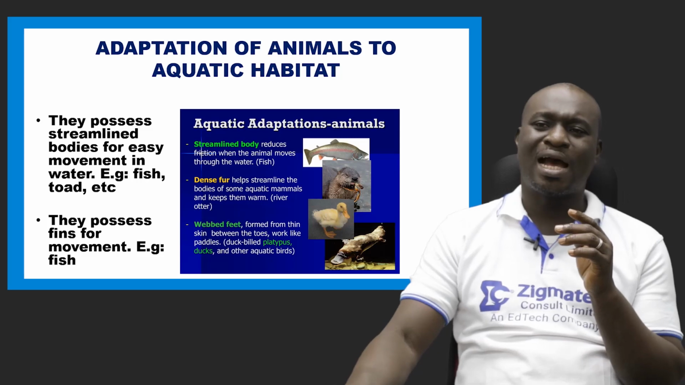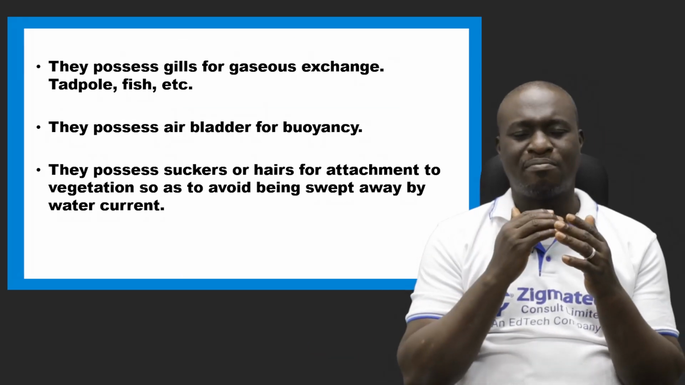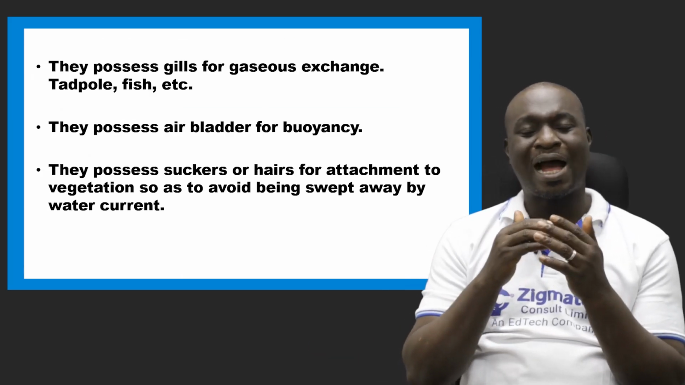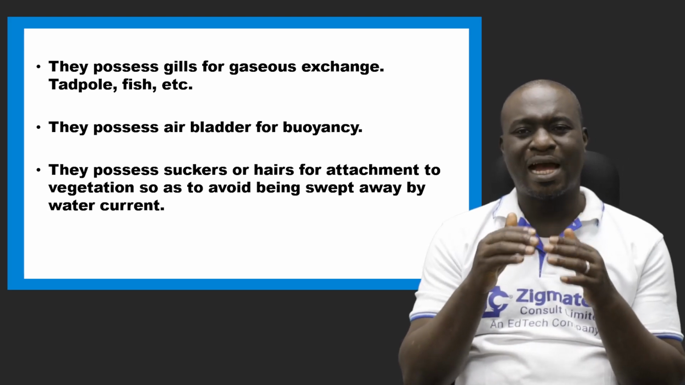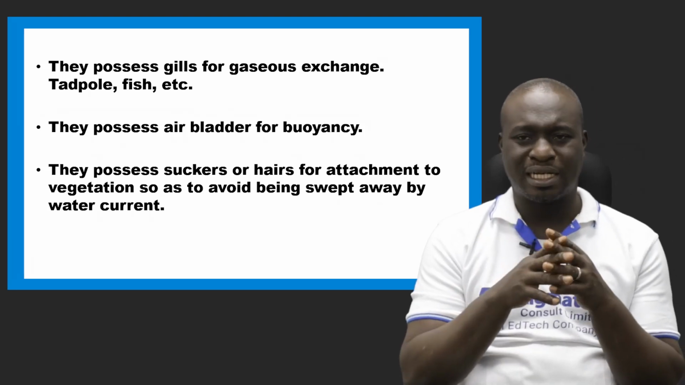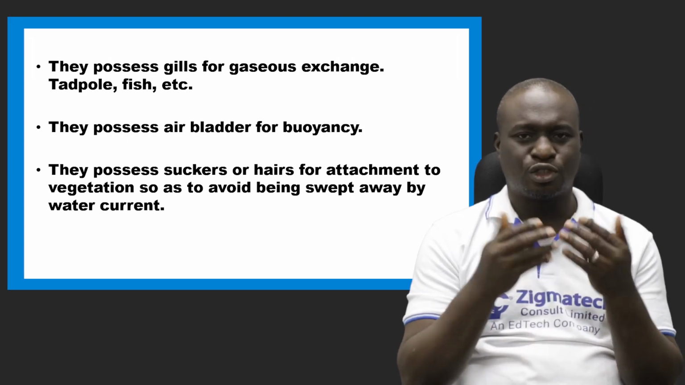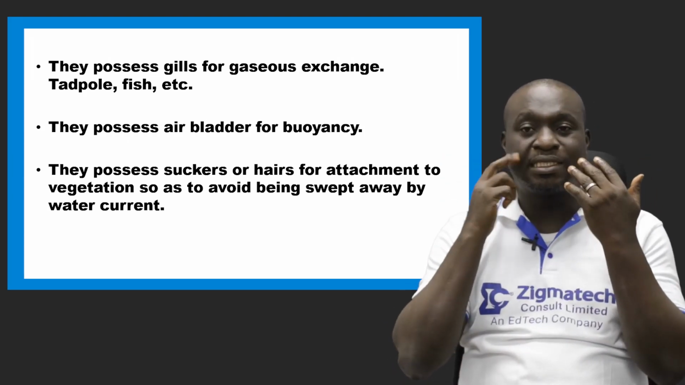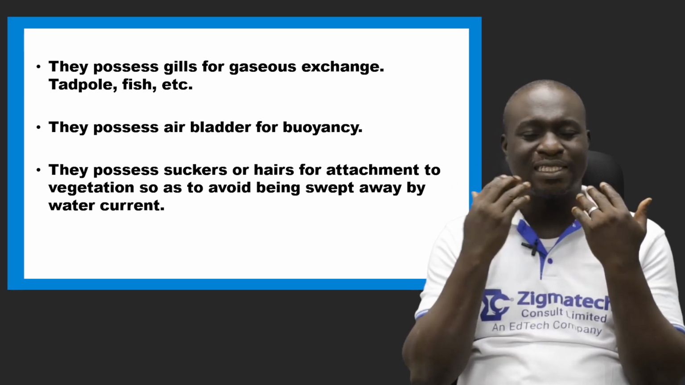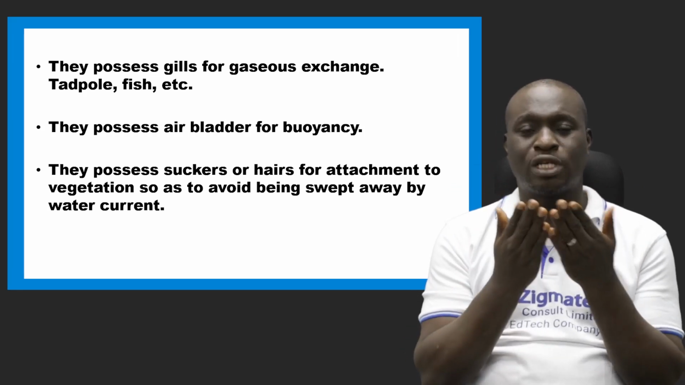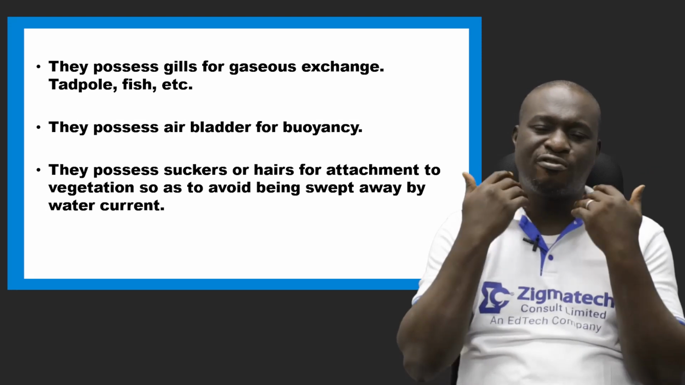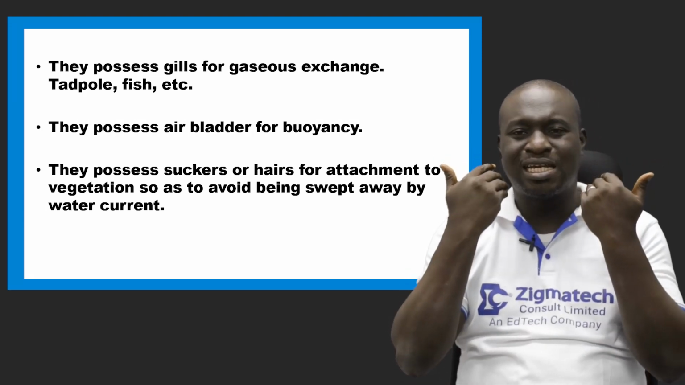Number three, an adaptive feature that can be found in animals that live in an aquatic habitat is that they possess gills. You can locate the gills in tadpoles, which are young toad and frog. You can also see them in fishes, at the side.